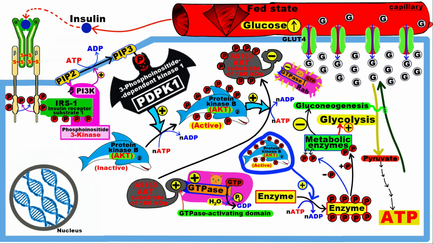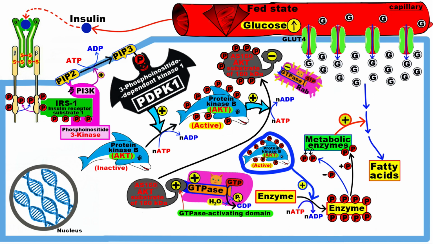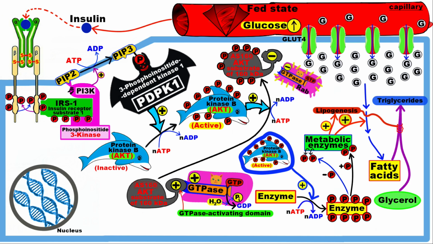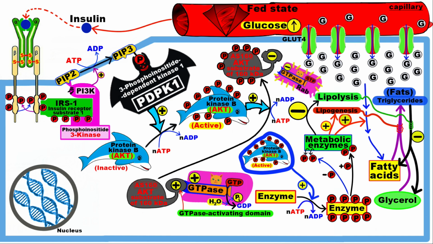Gluconeogenesis means forming new glucose from non-carbohydrate carbon substrates. We already have a lot of glucose, we don't need more of it. These enzymes will stimulate the synthesis of fatty acids from non-lipid precursors, and they will stimulate lipogenesis. Lipogenesis means the conversion of fatty acids and glycerol into triglycerides, also known as fats. The idea of this process is to store energy in the form of triglycerides. The enzymes will also decrease lipolysis. Lipolysis means the breakdown of fats into glycerol and 3 fatty acids.